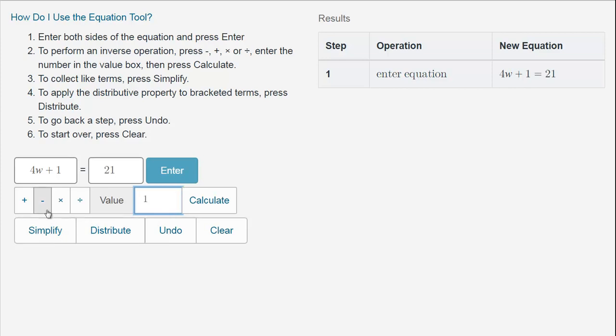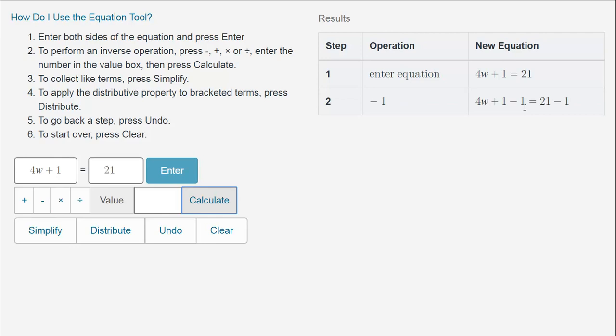So I'm going to type in 1 here, and then the minus, and calculate. So it's subtracting 1 from both sides. And if I click on simplify, the 1 minus 1 is 0, so that's why there's just 4w on the left here. 21 minus 1 is 20. Now the w has a 4 multiplied by it. So we're told that 4w equals 20. I don't want to know what 4 times the number is. I want to know what the number is.